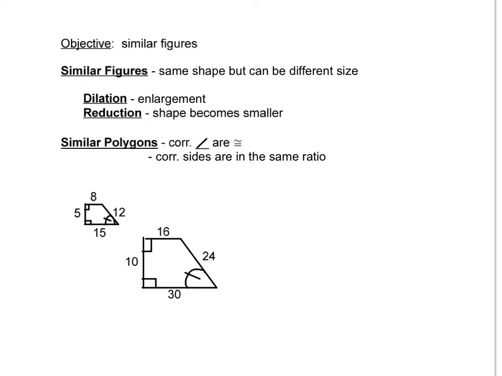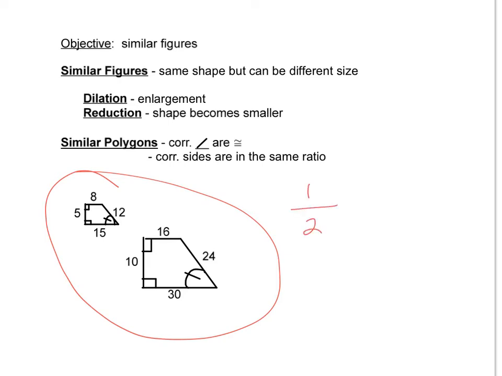So, similar figures, once again, means the corresponding angles are congruent and the corresponding sides are in the same ratio. We can see that these two, I guess they're trapezoids, they look like they're trapezoids, are similar because their sides are proportional and their angles are congruent. I want you to tell me right now, what is the scale factor of this similarity? Very good. The answer is 1 to 2.